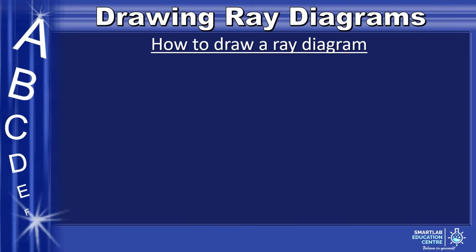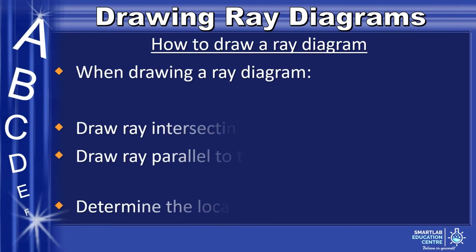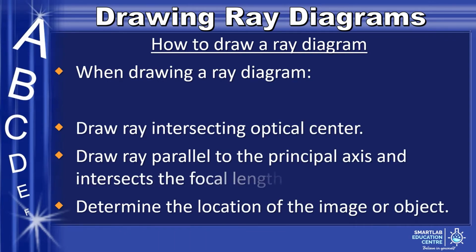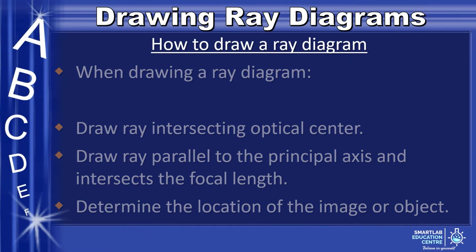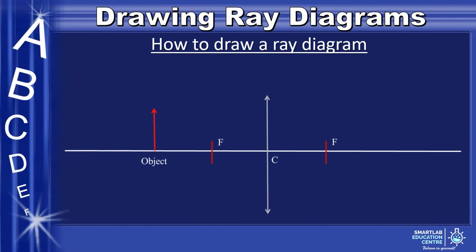Now, how do we draw a ray diagram? When we draw a ray diagram, we have 3 steps to follow as shown. Let's draw it together. We are given an object that is placed far behind the focal point. What should we start with first?